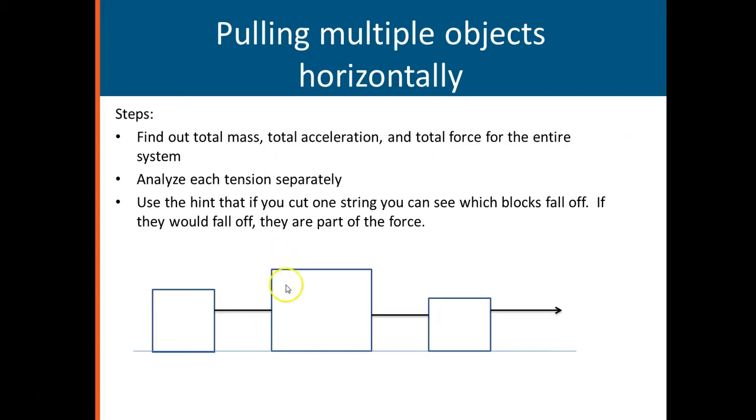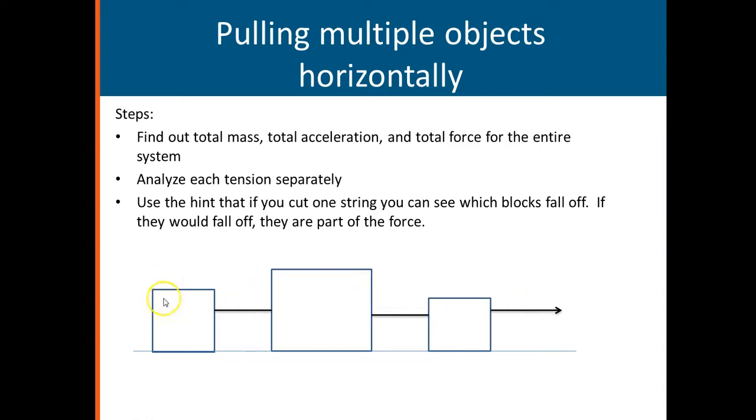What I do is I find out the total mass, so I just add up the mass of all 3 objects, and these would normally have mass labels on them. I figure out the total acceleration, and I figure out the total force for the entire system together. And then I analyze each of the tensions in these ropes separately. So basically, the hint that I use is that if I cut this rope, which of the boxes would fall off and not follow with the force?